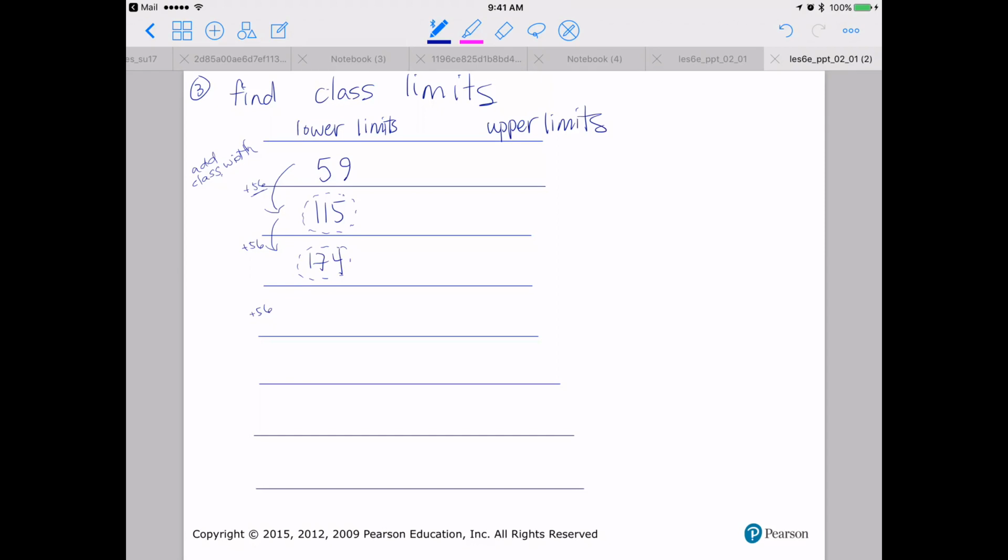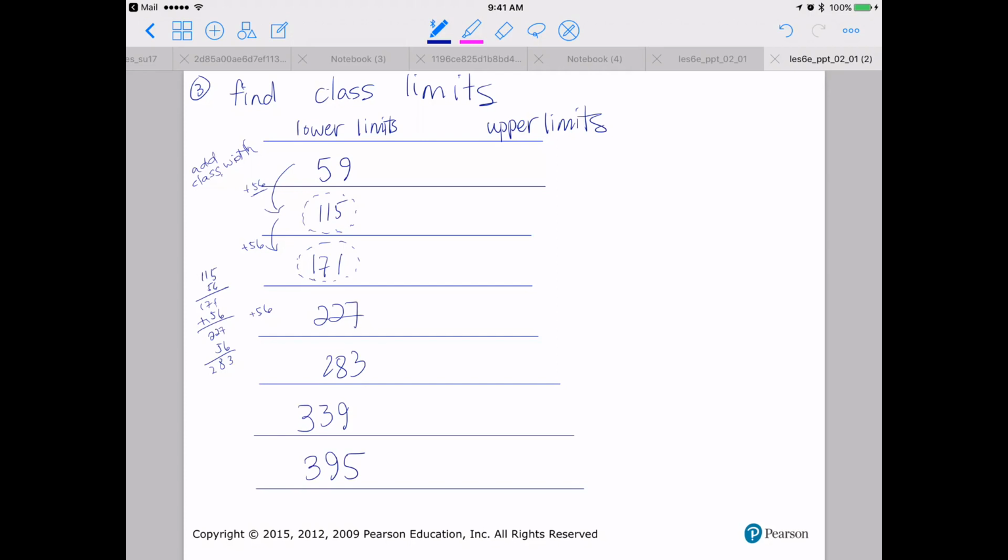Wait, I think I made a mistake. So let's try this again. So I start off with your min, 59. Add 56. So 56 plus 59 is 115. 115 plus 56 is 171. Okay, 171 plus 56 is 227. Plus 56, 283, plus 56, 339, plus 56, 395. Okay, so these are my lower limits.